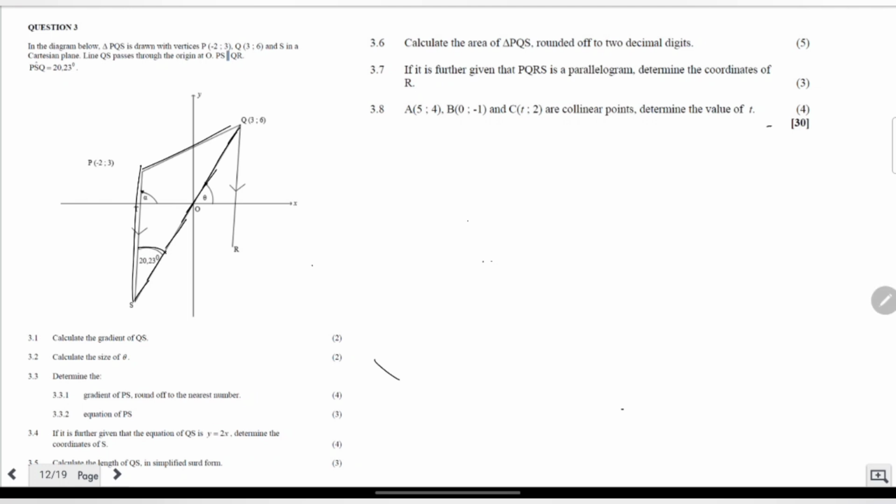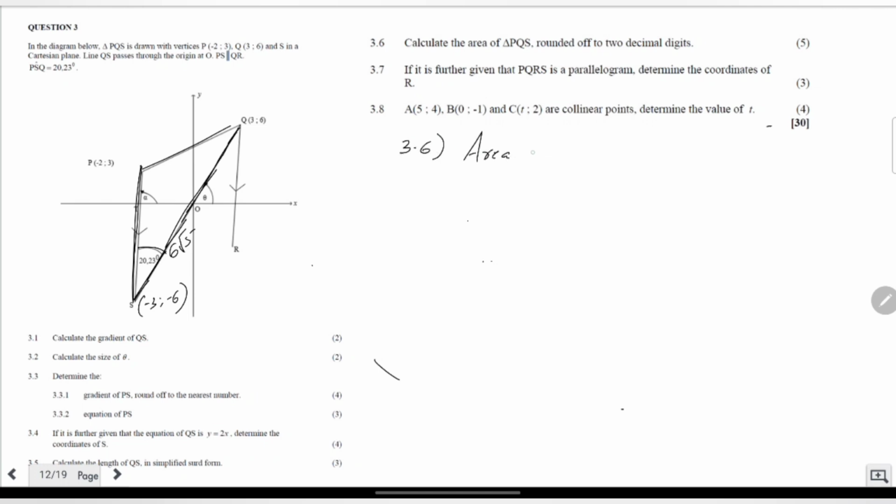Here the angle that is available is 20.23. This angle, isn't it? Which means if you know PS and QS. QS we already found. What is that? 6 root 5. And PS, can you find? P is given, S we found. What is that? Minus 3, minus 6. So of course you can use the distance formula to find PS. So that is 3.6.